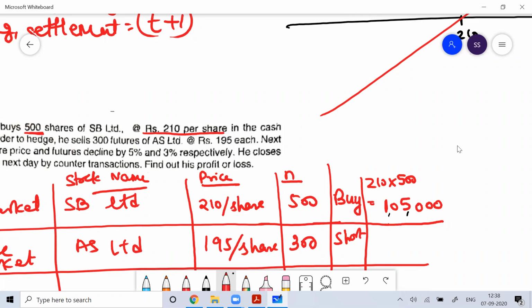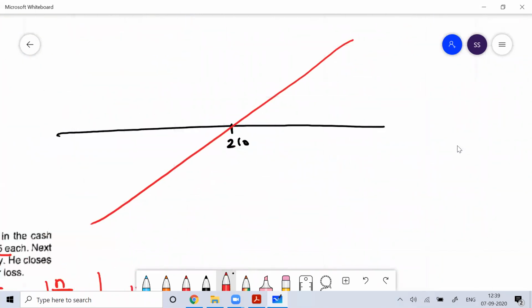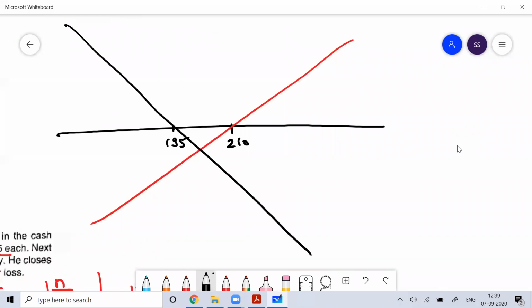He has taken a short position on AS Limited at 195 rupees. So if AS Limited goes above 195 rupees, then this person will get a loss in the derivative market. But if AS Limited goes below 195 rupees, then this person will get a profit from AS Limited.